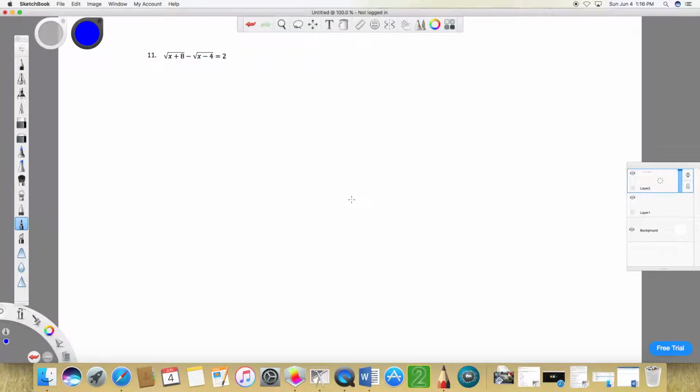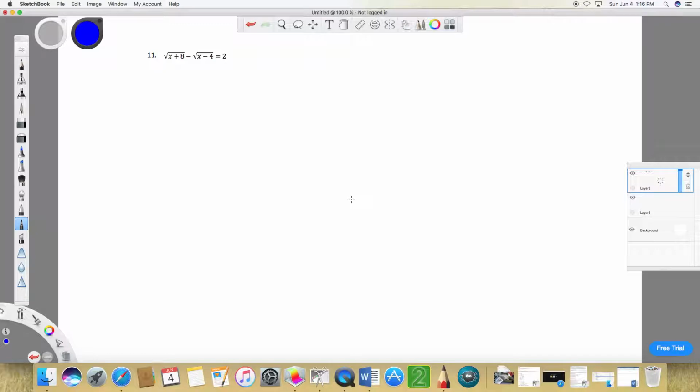Let's take a look at this equation. It's a radical equation, but yet it's different than some of the ones that we've seen previously in this homework. Instead of one radical term, we've got two. So we have to get one of them by itself, and it really doesn't matter. I don't know of any rule of thumb that tells you which of these to get by itself.